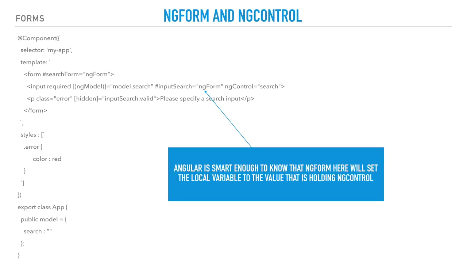So with this, Angular is going to take the ngForm, and this form will put inside the inputSearch the search value of our model. So it's kind of confusing at the beginning, but it's just a way to connect everything: the ngForm with the ngControl, and the ngControl with the inputSearch and the two-way data binding.